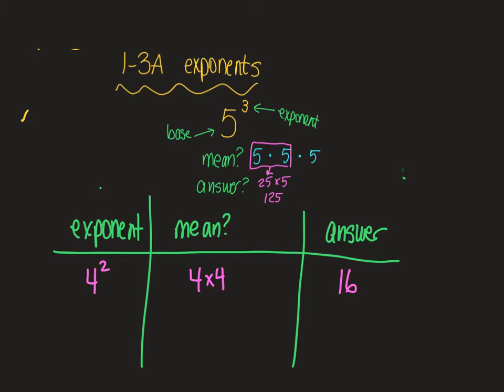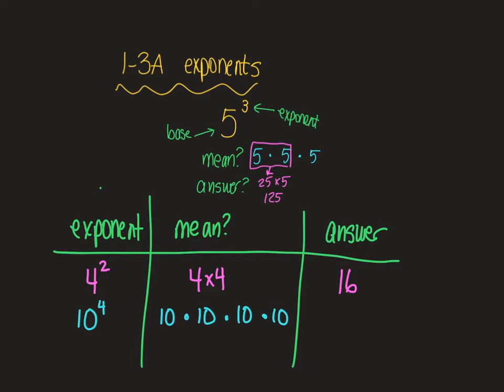Okay, let's try another one. Let's try 10 to the 4th power. There's no fancy word for 4th power. 2 has a fancy word and 3 has a fancy word, but from 4 on, there's no fancy words. So squared, cubed, to the 4th power, 5th power, 6th power, 7th power, stuff like that. So what does that mean? It means I have 4 tens, and they're all multiplied together. They're not added together, they're multiplied together.